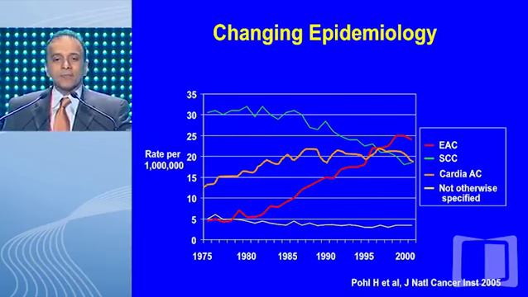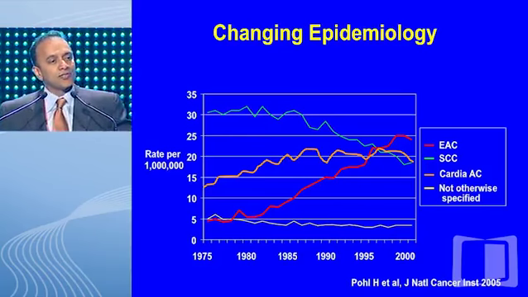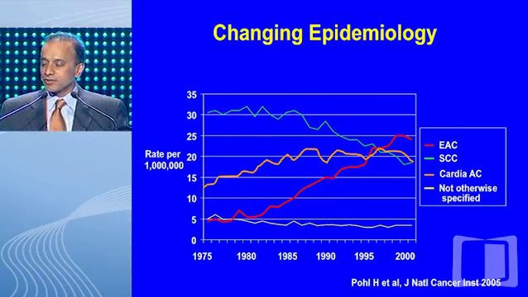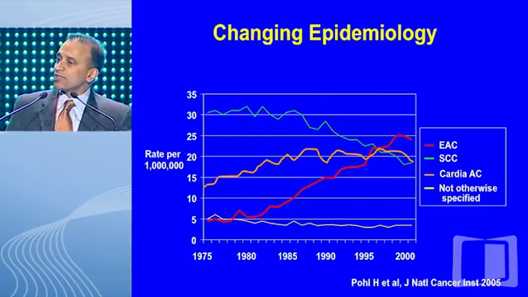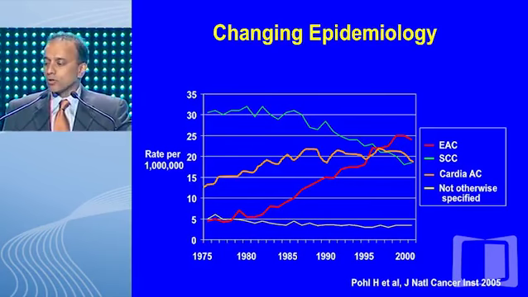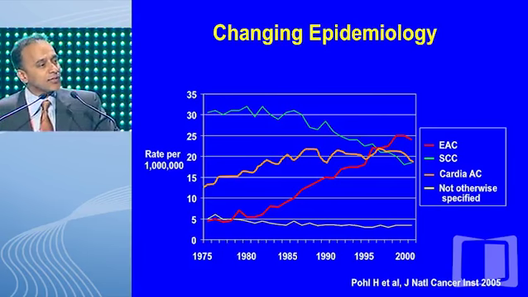So if you see what's happening to the epidemiology of esophageal cancers and cardiac cancers or GE junction cancers in the world, the majority of the squamous cell cancers, at least in the West, are decreasing in incidence. And during the same time period, esophageal adenocarcinoma and GE junction adenocarcinoma are increasing in incidence. So this is the changing phenomenon that we see in most of the Western world.